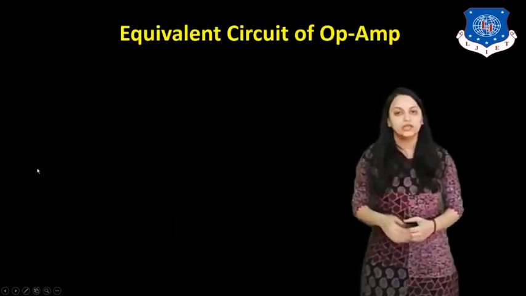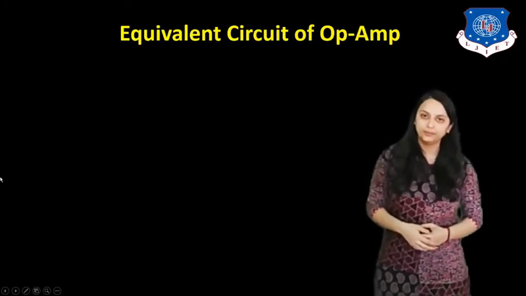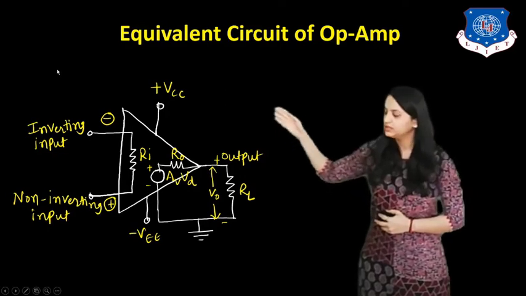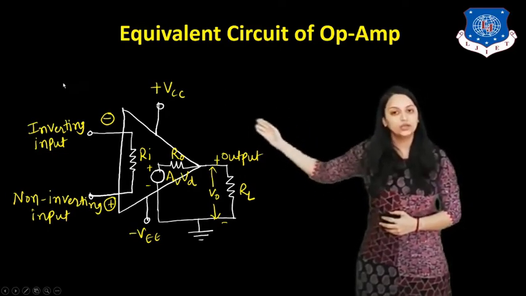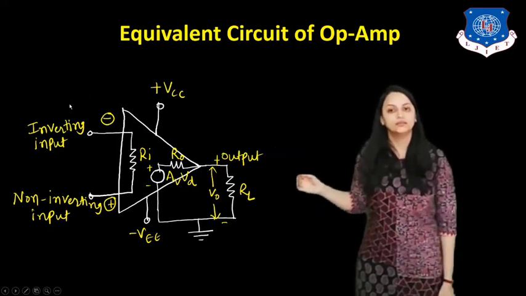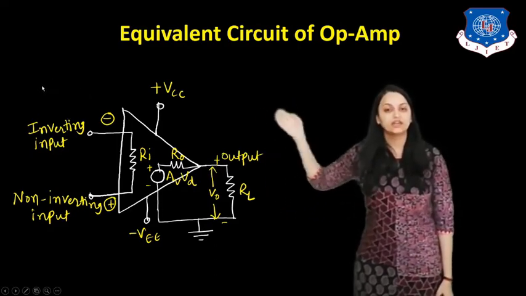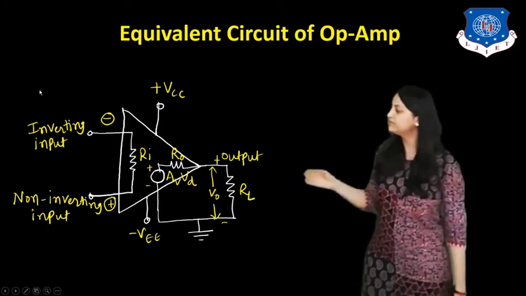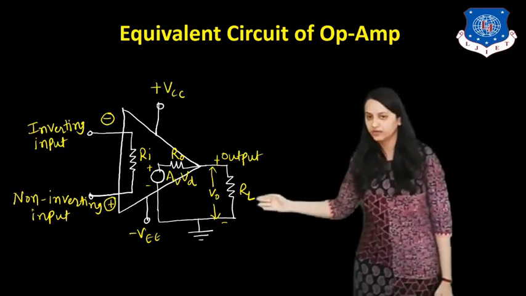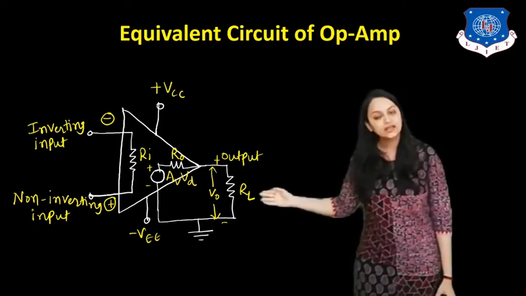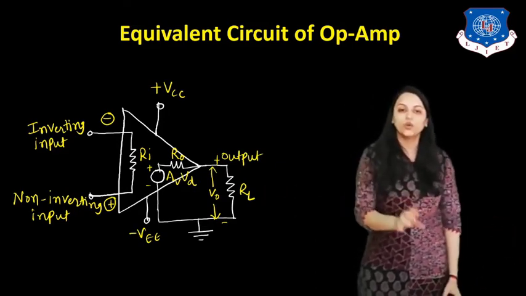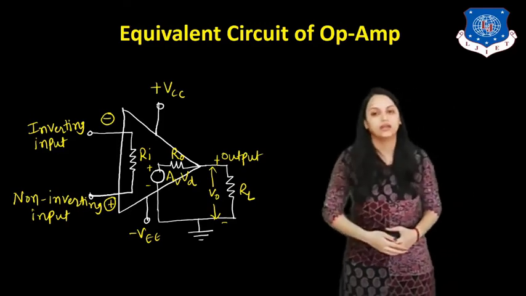Now, let us see the equivalent circuit of op-amp. So this is the equivalent circuit of op-amp, which is very important. Here the circuit is indicated having two input terminals, inverting input and non-inverting input. And plus VCC is indicated for positive power supply and minus VCC is indicated for negative power supply. And at the output side, as you can see over here, RL is connected. Here RL indicates the load resistance. Load resistance indicates that at the output side, which load is connected and how the circuit will behave.